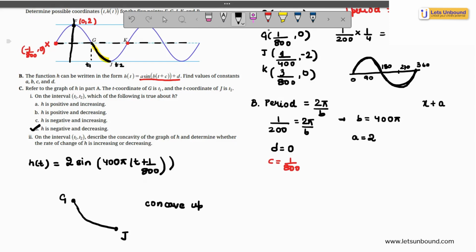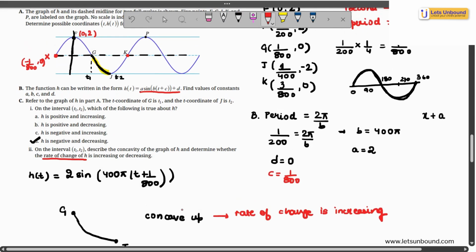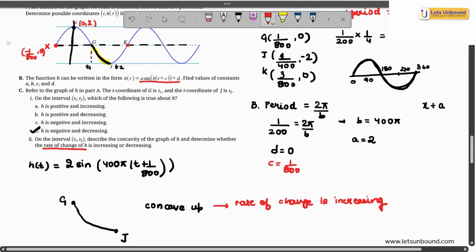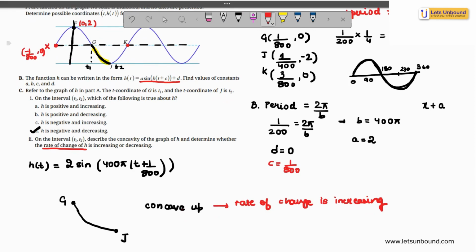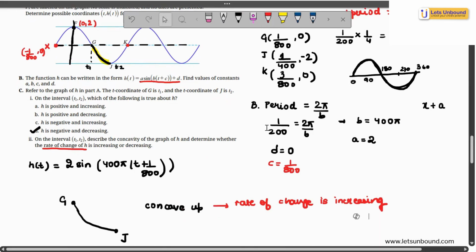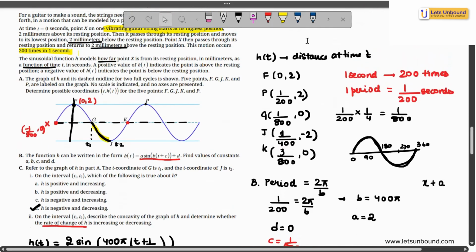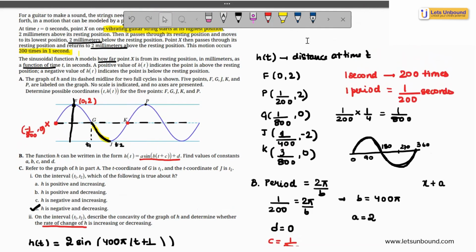And if I talk about the rate of change of h, we know for functions which are concave up, the rate of change of the function is increasing. Whenever the rate of change of the function is increasing, it's concave up. If it is decreasing, the function is concave down. That's what we have learned about the concavity of the function. Hence, the second part of the question is quite easy, saying rate of change of h is increasing with a concave up function. Hope you have understood how to model sinusoidal functions for a curve in such difficult problems.